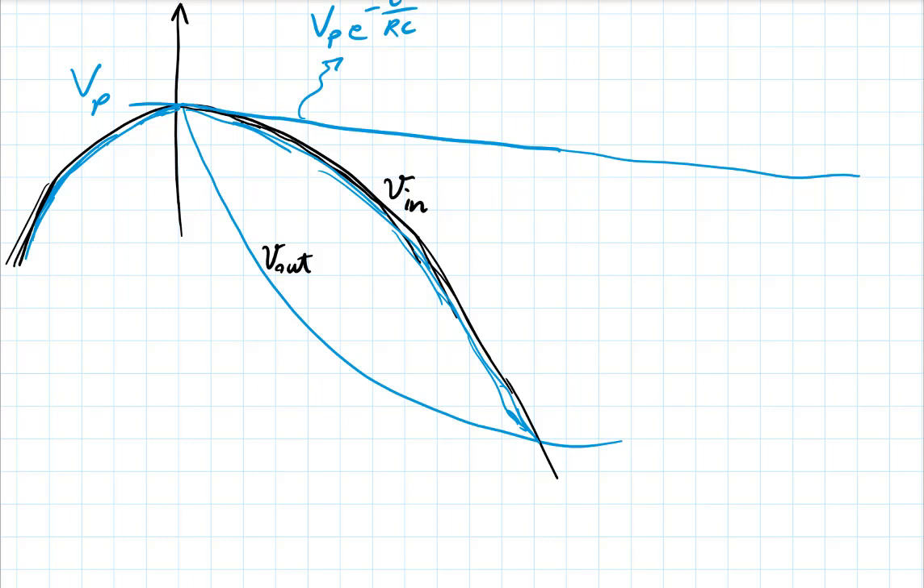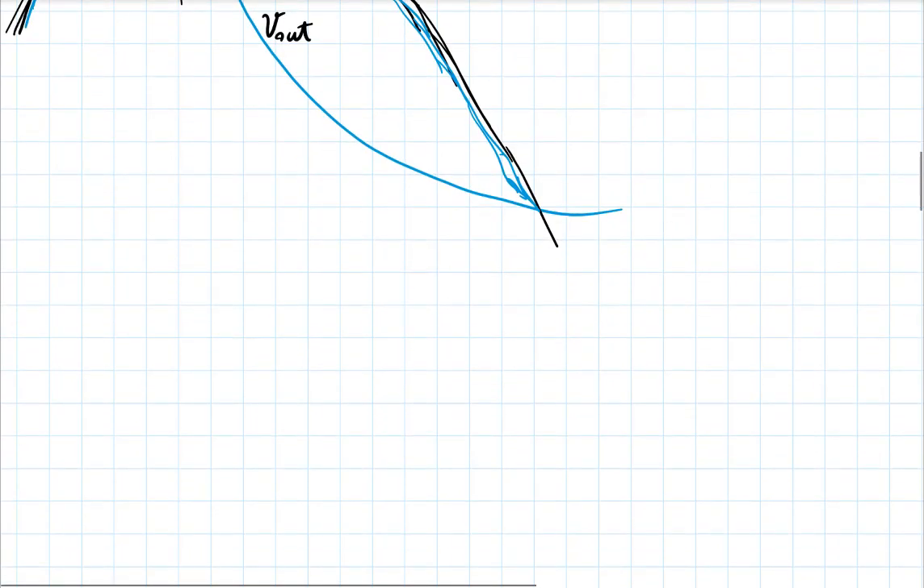Okay? So they can follow that for some time until the point at which the input wants to go down faster than that RC decay would have allowed.